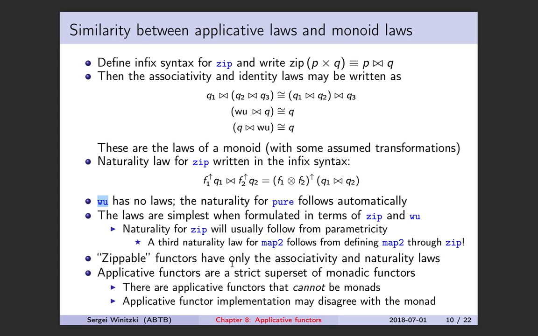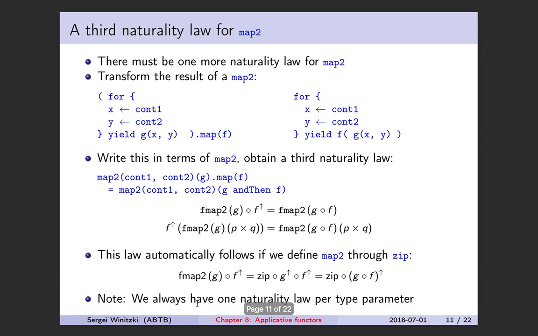Zippable functors I define as those that have only the associativity law and naturality laws. Applicative functors are those that have all these laws, together with naturality laws for the zip function. I explained that applicative functors are a strict superset of monadic functors, and that applicative functor implementation may disagree with the monad implementation. I explained what that means. I formulate explicitly the third naturality law for map2 that follows automatically, and I'll show why.